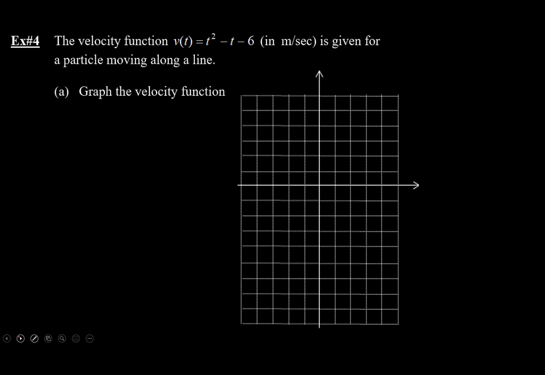All right, let's look at the next one. The velocity function is given by t squared minus t minus 6, in meters per second. So let's graph this velocity function first. I've got this point right here. Let's see, 1, 2, 3, 4 here, 5, 6 there.